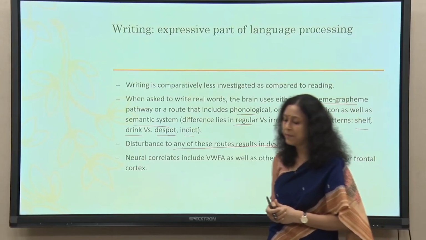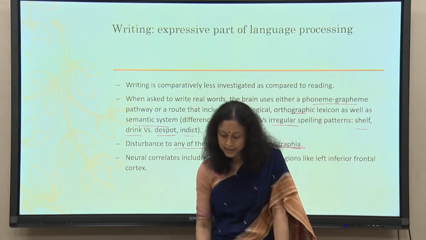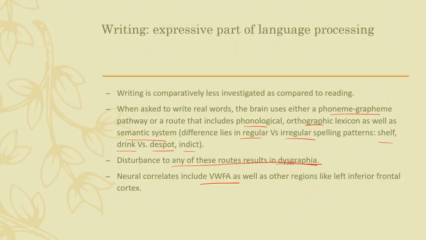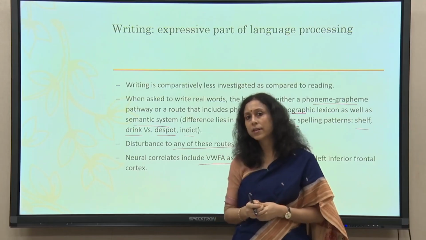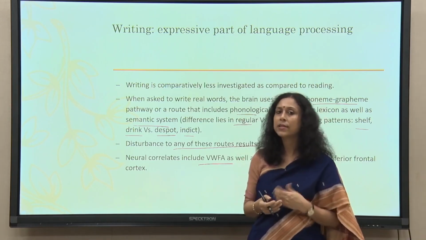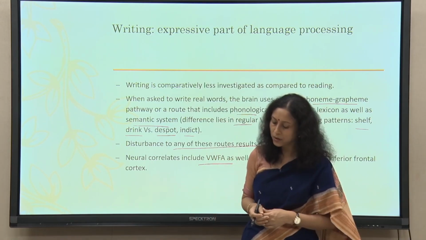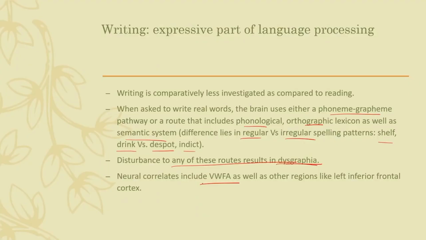Dysgraphia is the inability to write properly. The neural correlates are again referred to the VWFA. In fact, the VWFA is proving to be an extremely important brain region with respect to reading as well as writing, and we still do not know what more it is capable of doing. The work is still going on. In the case of writing, the neural correlates take us to the VWFA as well as some other regions like the left inferior frontal cortex.